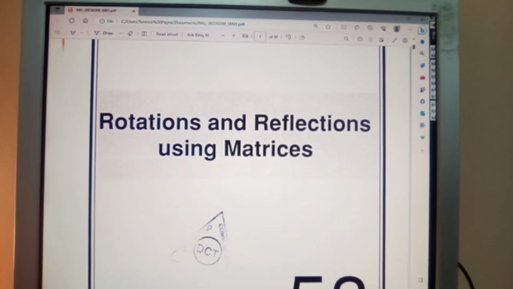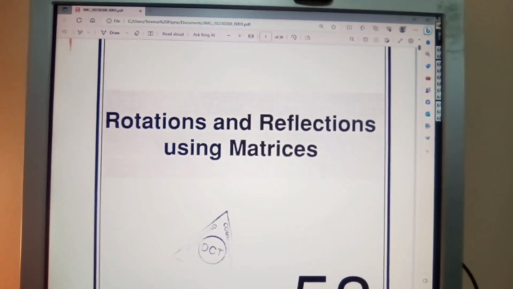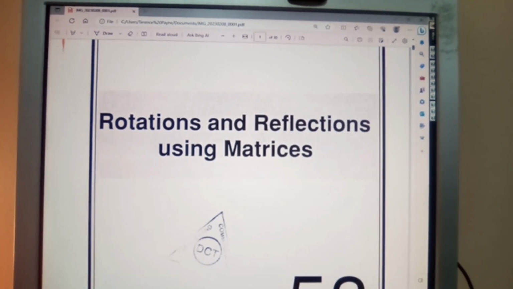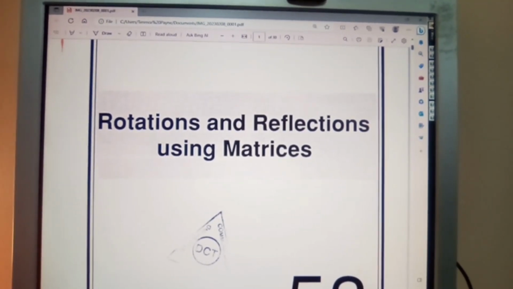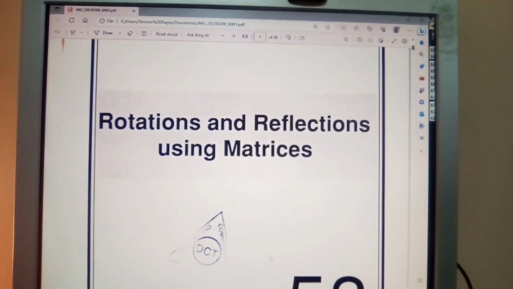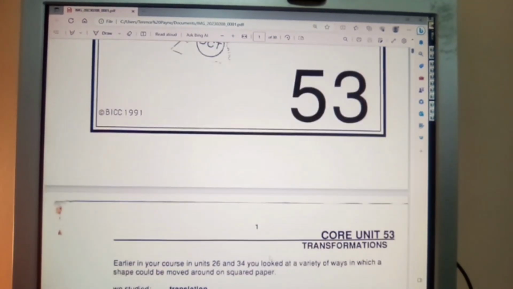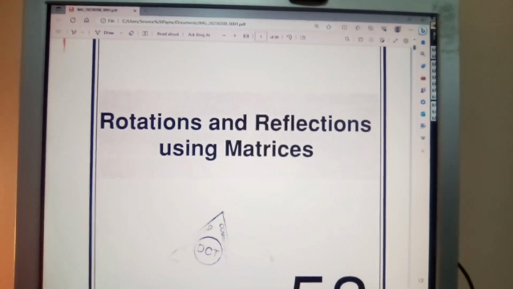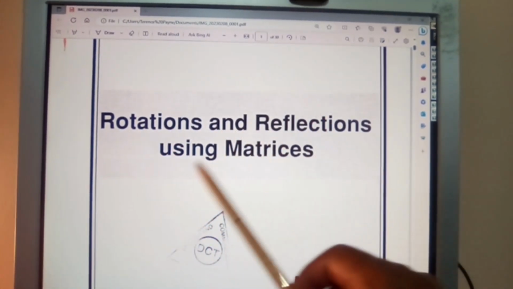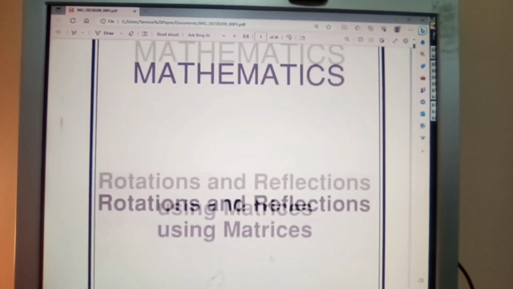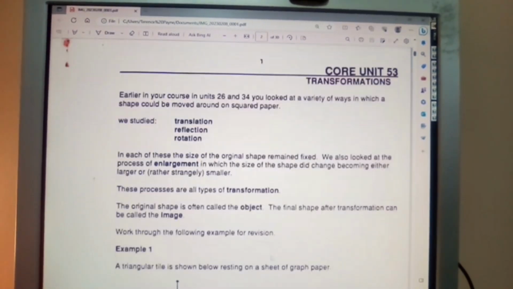Now, always write out the examples, okay? I'm afraid that's what I had to do when I was at college. Always write out the examples, okay? And then it stood me in good stead. So what I'm saying now: rotations and reflections using matrices, okay? And it's GCSE maths.